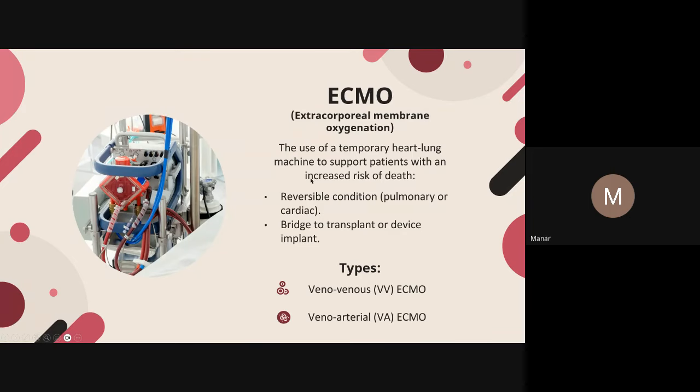So we can use it on patients with reversible conditions such as respiratory failure or cardiac failure, and we can also use it in case we want a bridge to transplant or a device implant, so heart transplant or lung transplant. We have two types of ECMO. We have the Venovenous ECMO and we have the Venoarterial ECMO, and I'm going to dive into them later.